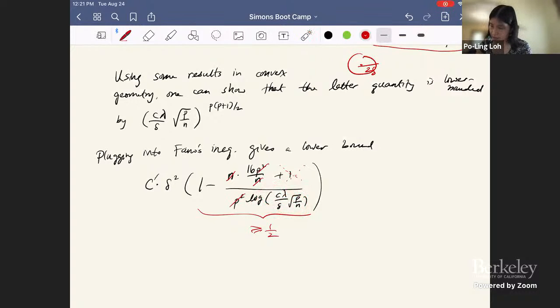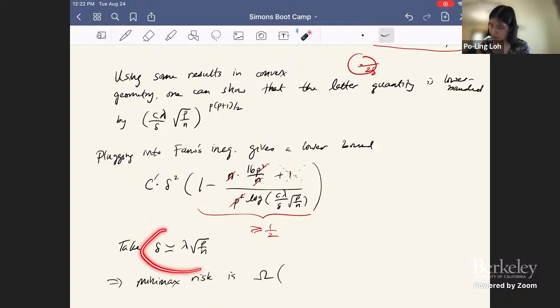So what that means is that we can take delta to be order of lambda times square root of p over n. And this implies that the minimax risk is omega of, so then this delta gets plugged into delta squared, and I get lambda squared p over n, and that's what we wanted.